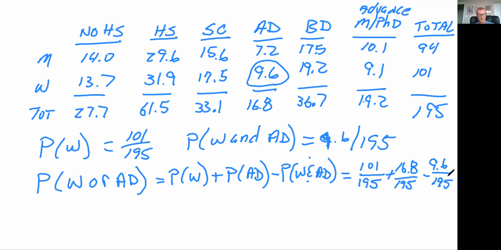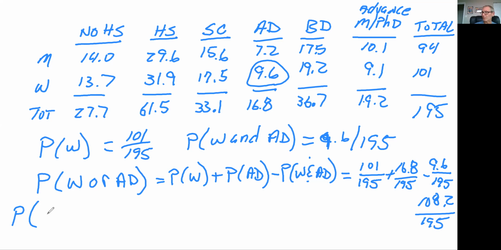And so let me do that real quick. 101, 16.8 plus, and then you subtract 9.6. Looks like I got 108.2 over 195. So now let's do one from this section.